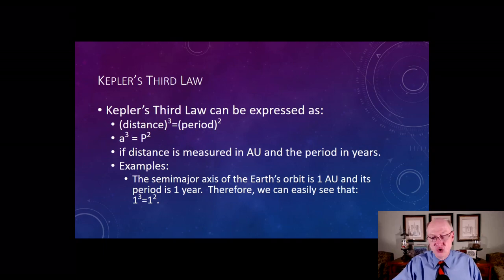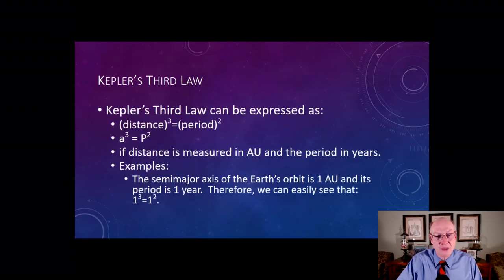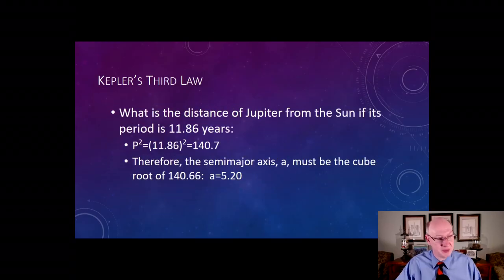But let's use a different planet. Let's do Kepler's third law for Jupiter. What is Jupiter's distance from the sun if its period is 11.86 years? Right? So astronomers don't usually use Kepler's law like this, where we know the semi-major axis and the period, and we compute the cube of the semi-major axis and the square of the period and compare them and say, oh, hey, they're the same. Usually what we do is we can determine one, and we use that to determine the other.